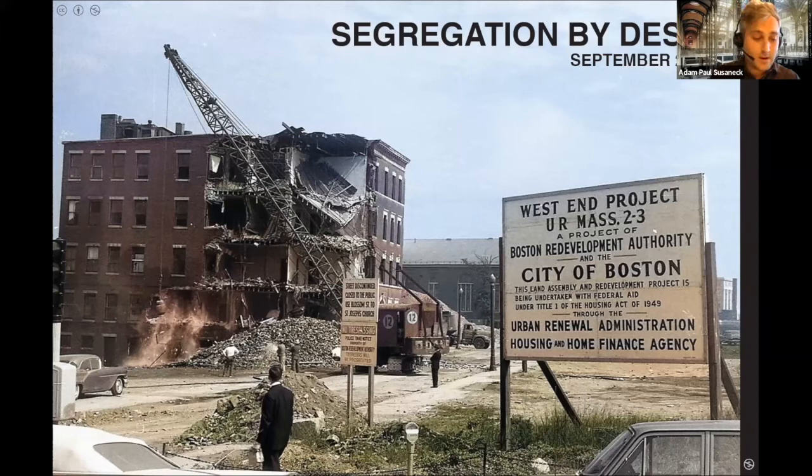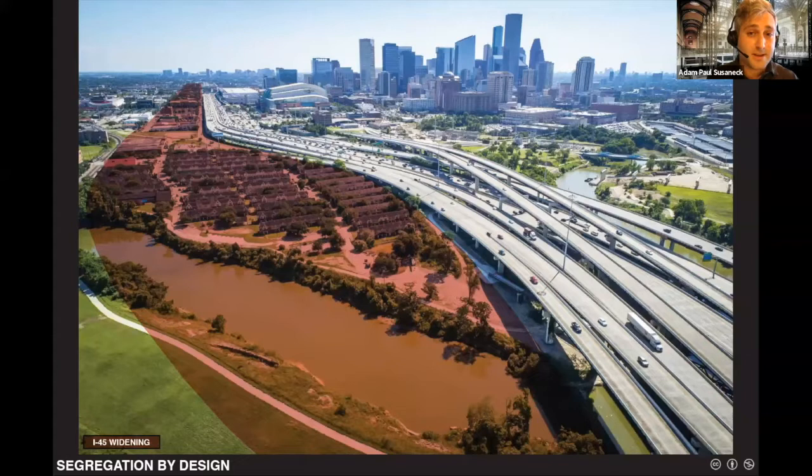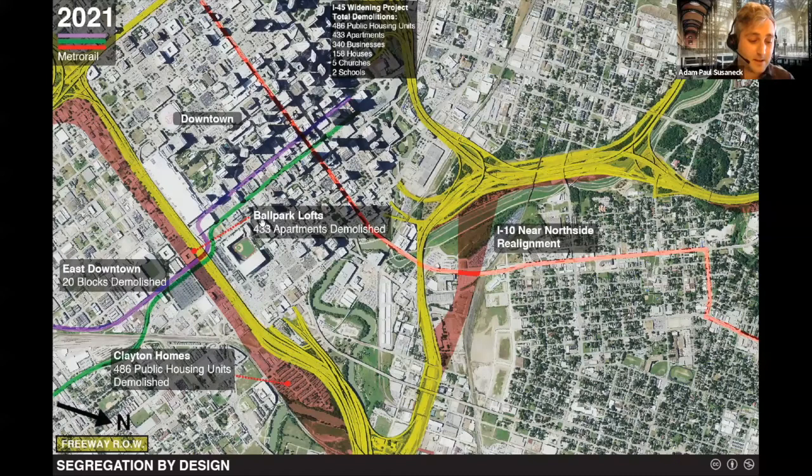So I'm going to start again in the present in Houston. Houston is encircled by interstates, which divide the city along racial lines. Rather than pursuing ways to lessen this divide, the city is actually spending $10 billion to widen the highways. In the project seen here, the red is the right of way of the expansion. The Clayton Homes seen here, a public housing facility housing mostly Black and Latino residents, will be torn down for this plan, displacing roughly 500 families, in addition to 500 more displaced from market rate housing. This project would forcibly relocate over 1,000 families, demolish roughly 340 businesses, 150 houses, 5 churches, and 2 schools. Texas has already started this relocation.